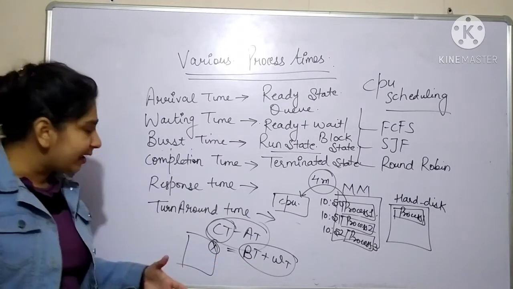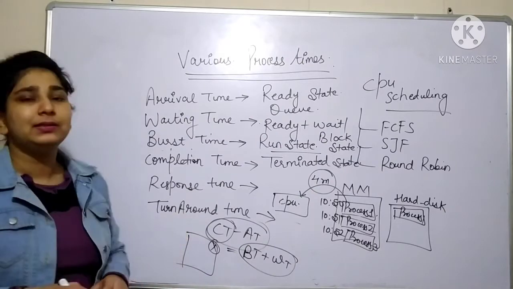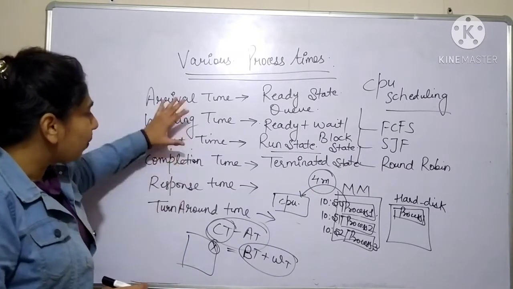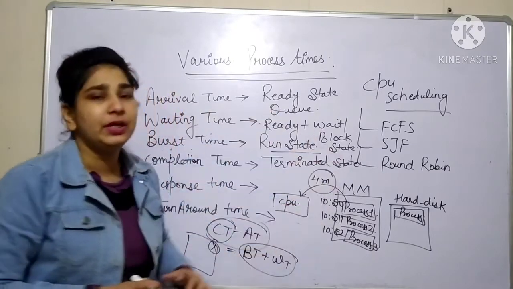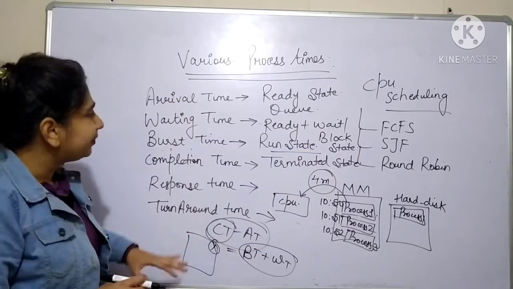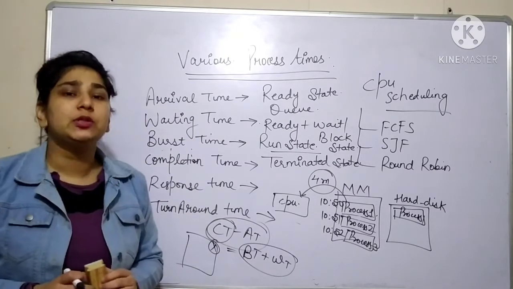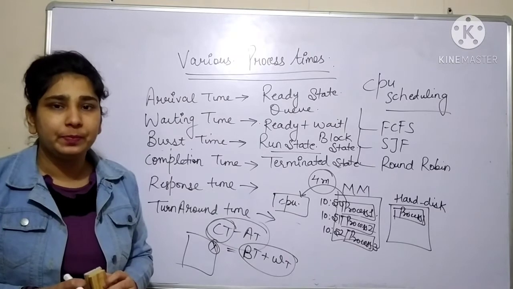CPU. The entire process we call the turnaround time. Okay, so these are very important parameters. With the help of these times, we will be discussing which algorithm is going to be the best one.